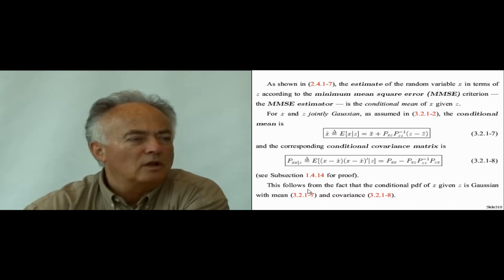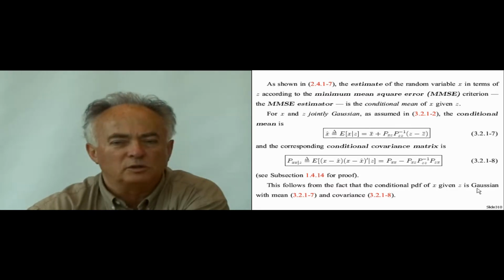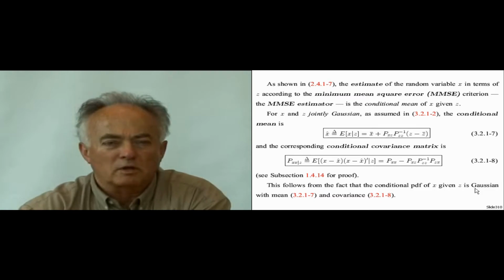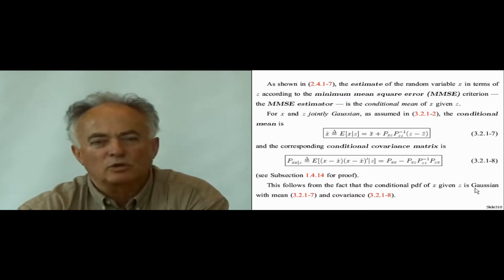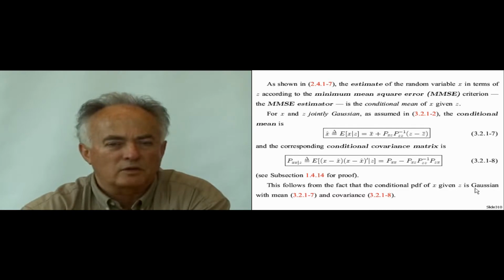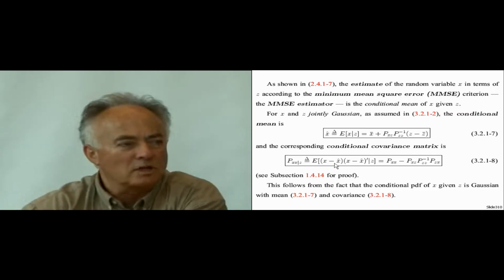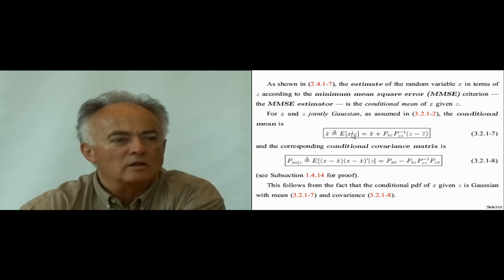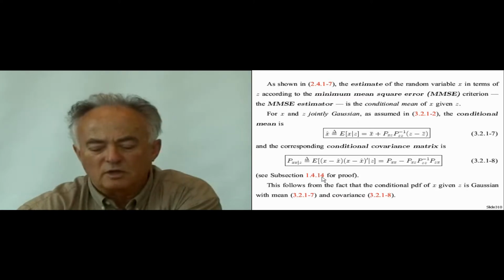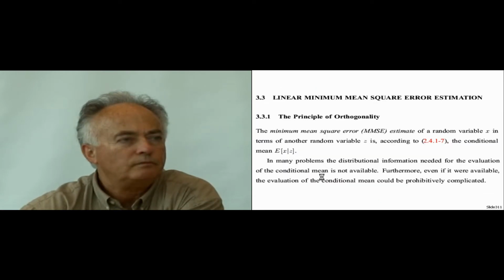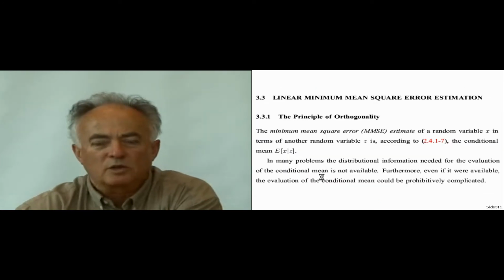Now, the result that we have follows from the fact that the conditional PDF of x given z is also Gaussian. Remember, the conditional mean is the expected value of x with respect to the conditional probability density p of x given z. So integral x p of x given z dx. And a similar expression gives us the covariance. And the fact that this conditional density p of x given z, shown in 1.4, is Gaussian is the key result. Now, if everything is Gaussian, we have this expression.